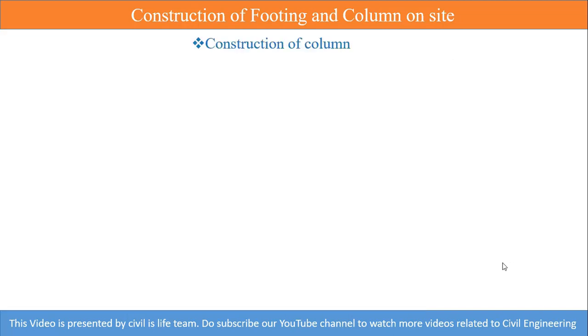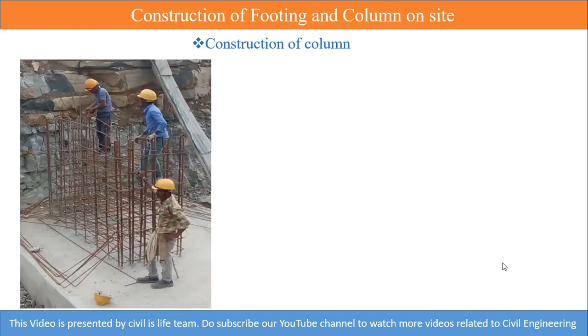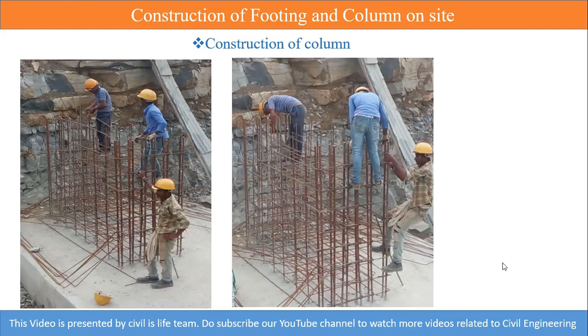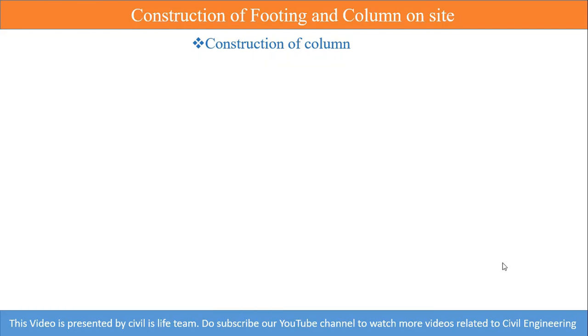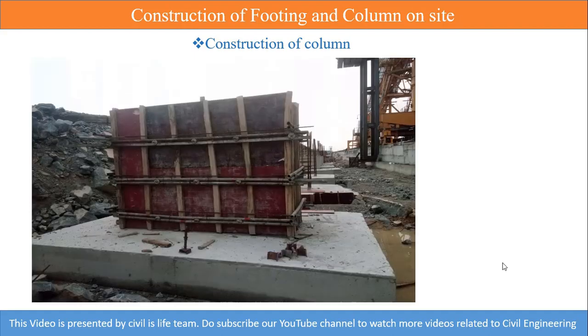The next is construction of column. When our footing is ready, we have to tie the remaining stirrups so that we can proceed for pouring the concrete in the column. So here you can see in the figure the persons are tying the remaining stirrups. After tying the stirrups, again we have to provide the shuttering, and the shuttering should again be provided with a sufficient number of supports so that whenever we pour the concrete it will not get displaced.